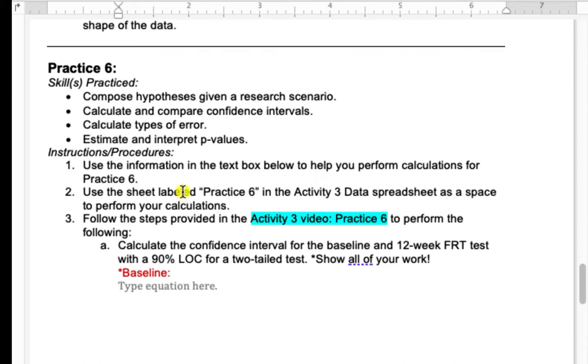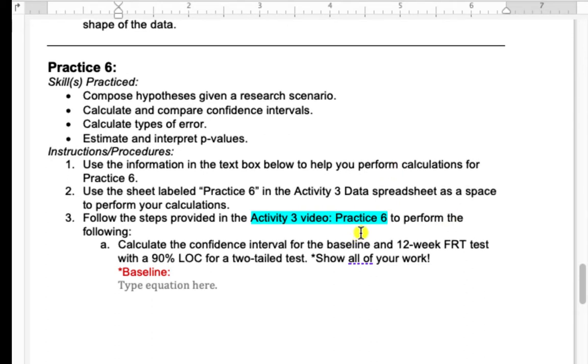The sheet labeled Practice 6 in your Activity 3 data spreadsheet is a space for you to provide your calculations. However, I do want you to write in your work for each of the answers that you provide. So I'll be doing some examples just so you have something to refer to. But for the most part, all of the calculations are going to be open for you to practice without any guidance. That way you get a pretty good set to work with here.